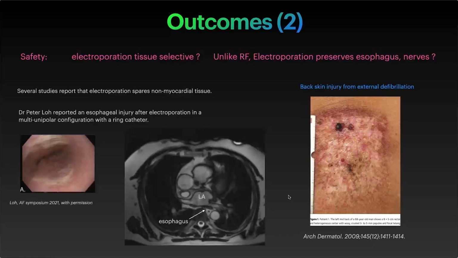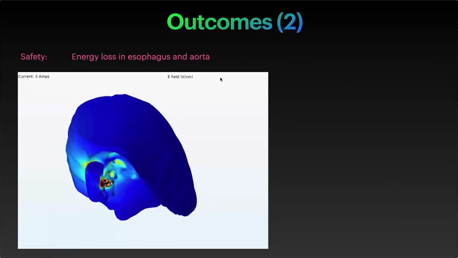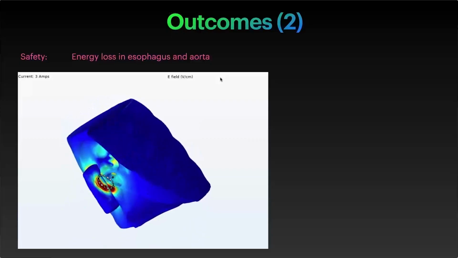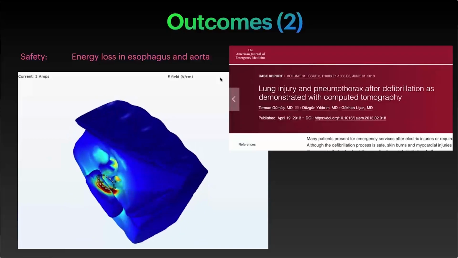And of course we can model this, and it's something that I'm working on right now. So anyway, this is why I'm putting a question mark on whether electroporation is truly tissue selective. I think there are still people working on this. I quantified the amount of involvement of the esophagus and the aorta. The lung was also looked at. It has been injured with external defibrillation.